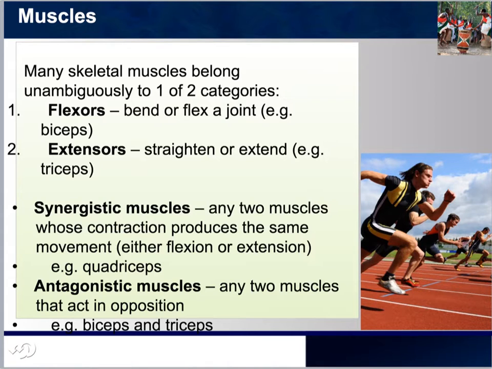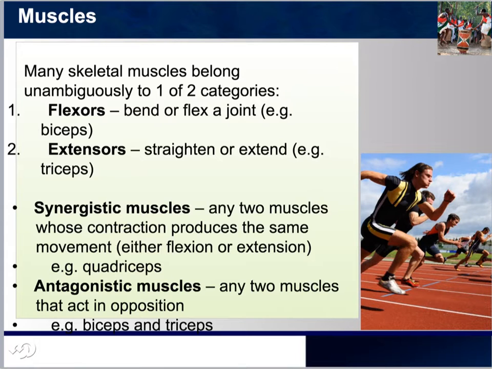So again, the biceps allow you to bring your knuckle closer to your shoulder, whereas the triceps take your knuckle and arm and hand away from your shoulder. We also have synergistic muscles, and those are any two muscles whose contraction produces the same movement, either flexion or extension, and quads are an example of that. Whether they contract or not, they actually bring about the same movement.